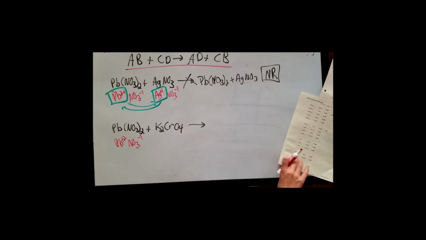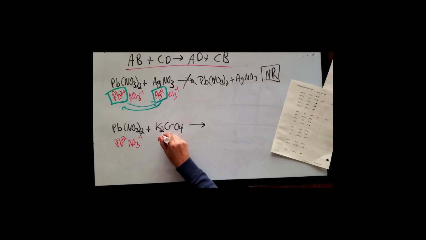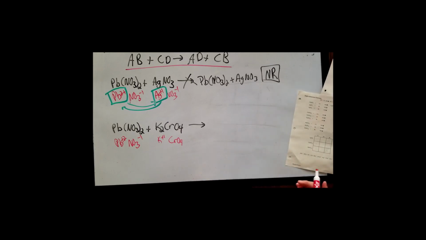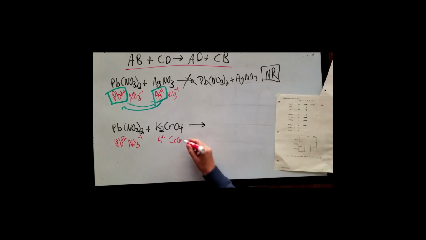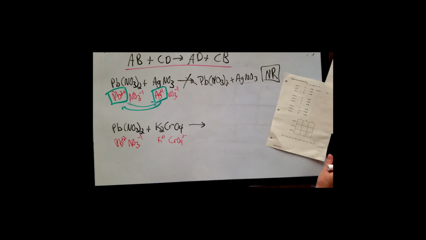Now K is potassium, and potassium is a +1 charge. CrO4, that's a polyatomic, and it has a -2 charge. And I want to point this out on your sheet. Page 29 at the bottom, you have CrO4, and then it says that it's a +2 ion. That's wrong. It's -2. Okay, so that's a typo on your lab manual. So it's a -2 charge.